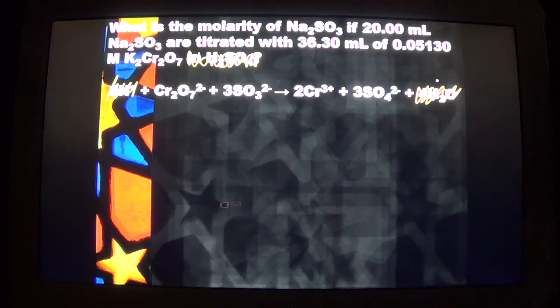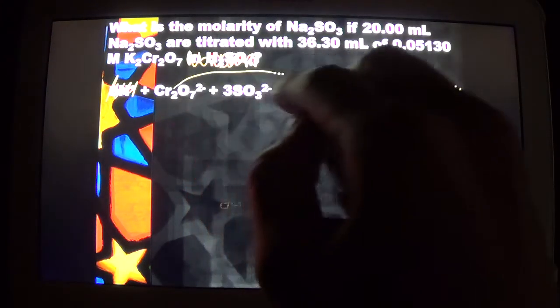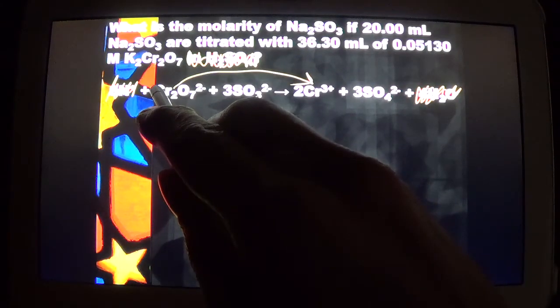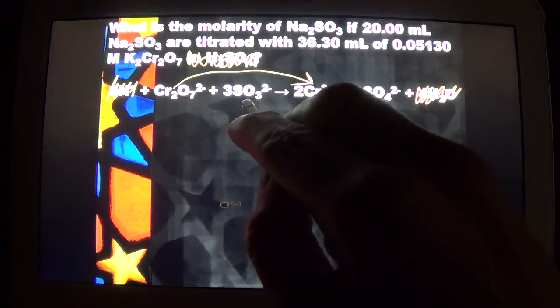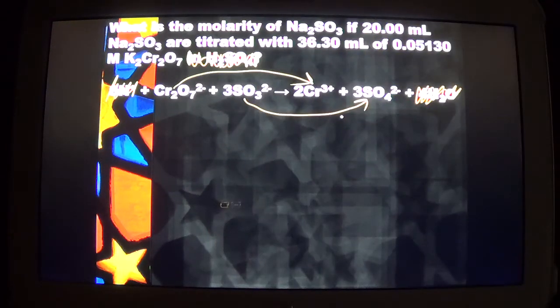So what's really going on? I have my dichromate turning into chromium. That's chromium. Oh, we're going to have to come back to that. Hold on to that thought. And I have my sulfite turning into sulfate. Okay, so now let's talk about that.